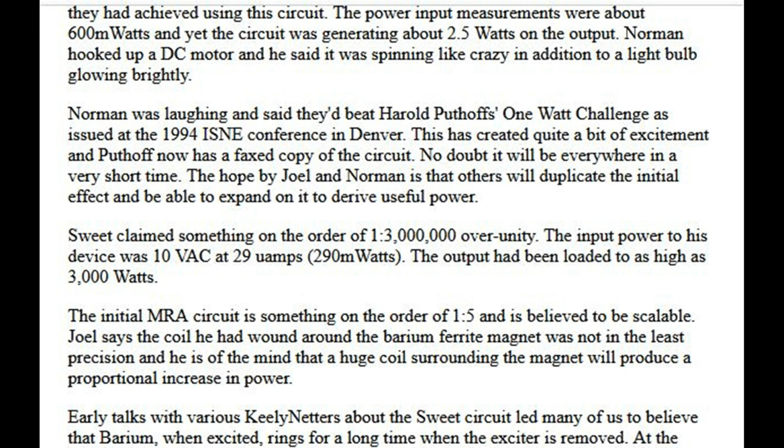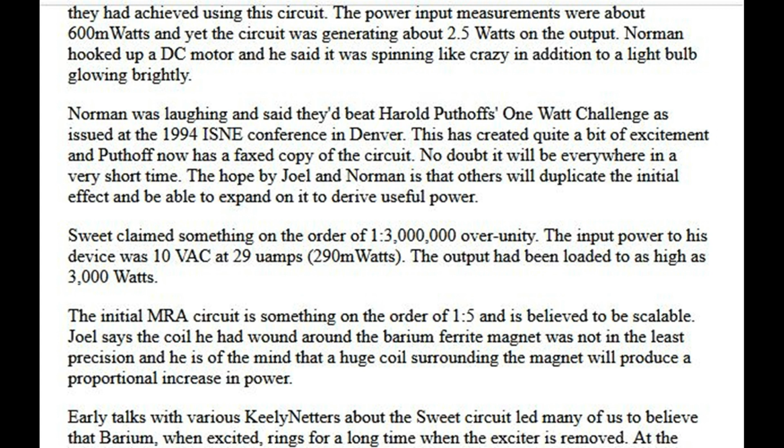The hope by Joel and Norman is that others will duplicate the initial effect and be able to expand on it to derive useful power. Sweet claimed something on the order of 1.3 million over unity. The input power to his device was 10 volts alternating current at 29 ohms, 290 milliwatts. The output had been loaded to as high as 3000 watts. The initial MRA circuit is something on the order of 1.5 and is believed to be scalable. Joel says the coil he had wound around the barium ferrite magnet was not in the least precision and he is of the mind that a huge coil surrounding the magnet will produce a proportional increase in power.